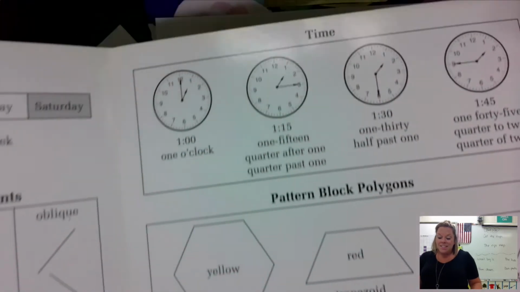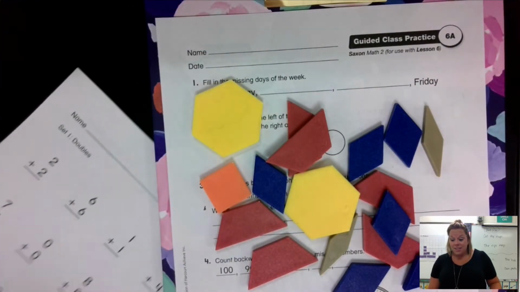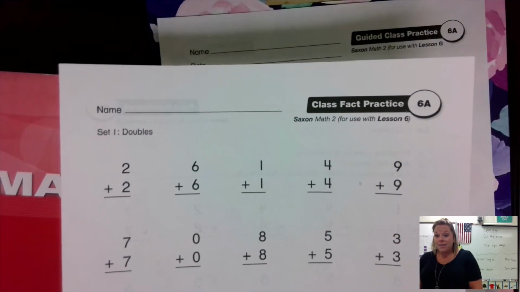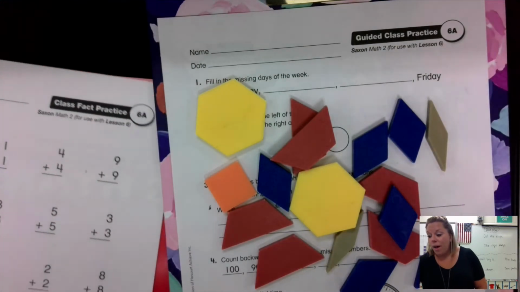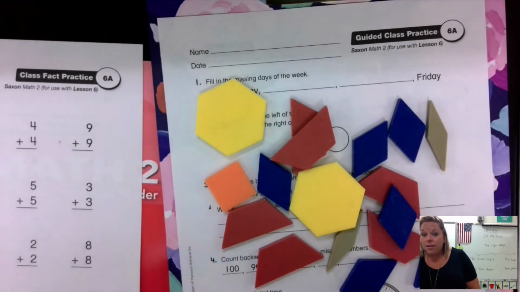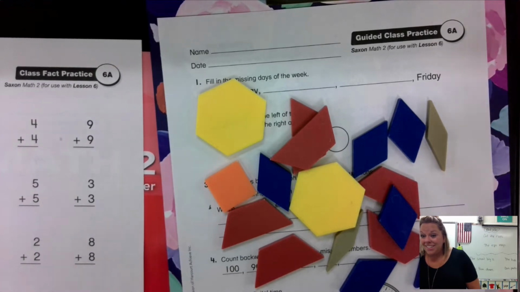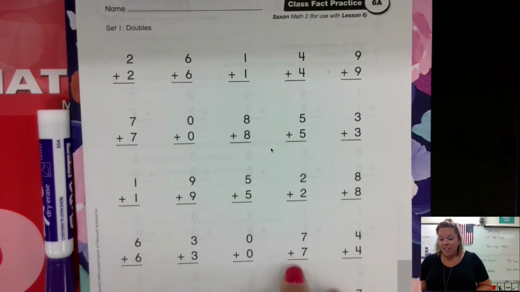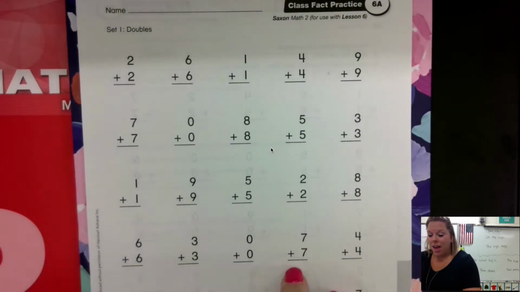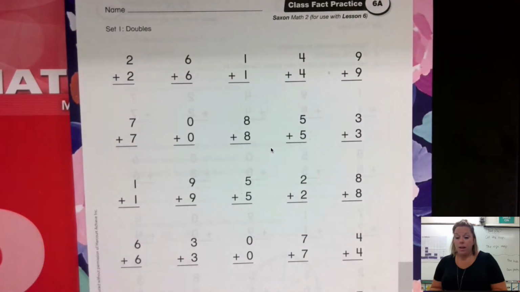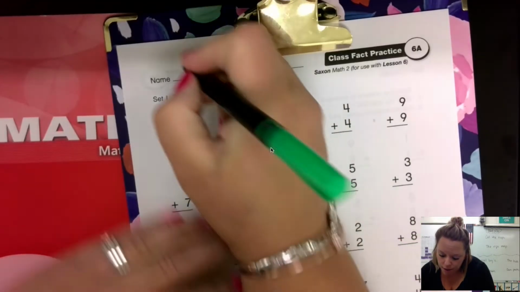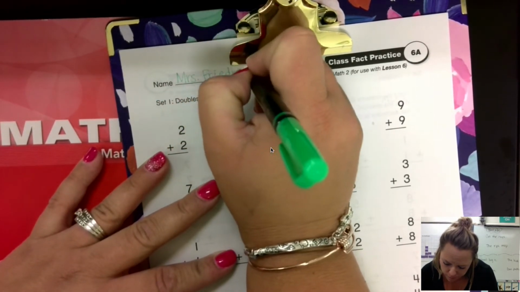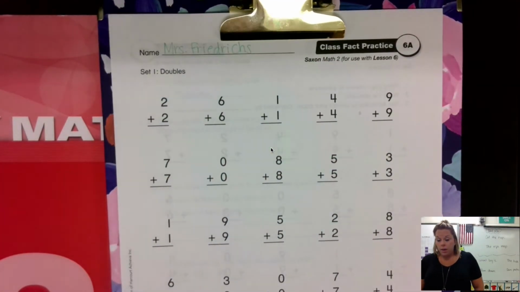Okay. Today, first grade, what we're going to do next is we're going to clear our pattern blocks, and we're going to get out our class fact practice. So go ahead and grab out your class fact practice. All right, first grade, your class practice should be sitting in front of you. And what you need to do first is put your name on your paper. So go ahead and put your name on your paper. Make sure you use your best handwriting so that I know who you are.